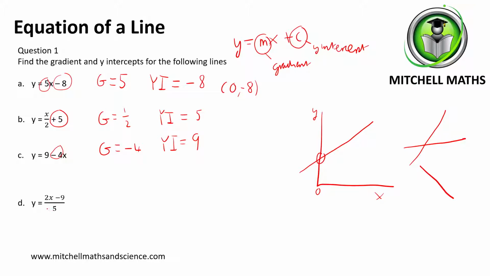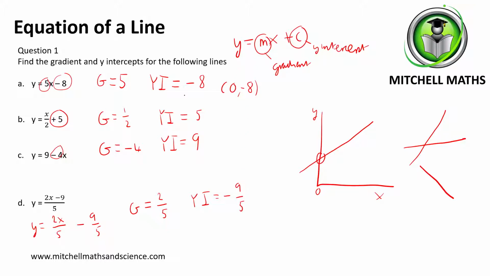And in part D, y equals 2x minus 9 over 5. It's best to treat the number before the x and the y-intercept as separate. Therefore, I'm going to write it as y equals 2x over 5 minus 9 over 5. When we look at it like that, we can see that the gradient is 2/5 and the y-intercept is minus 9/5.